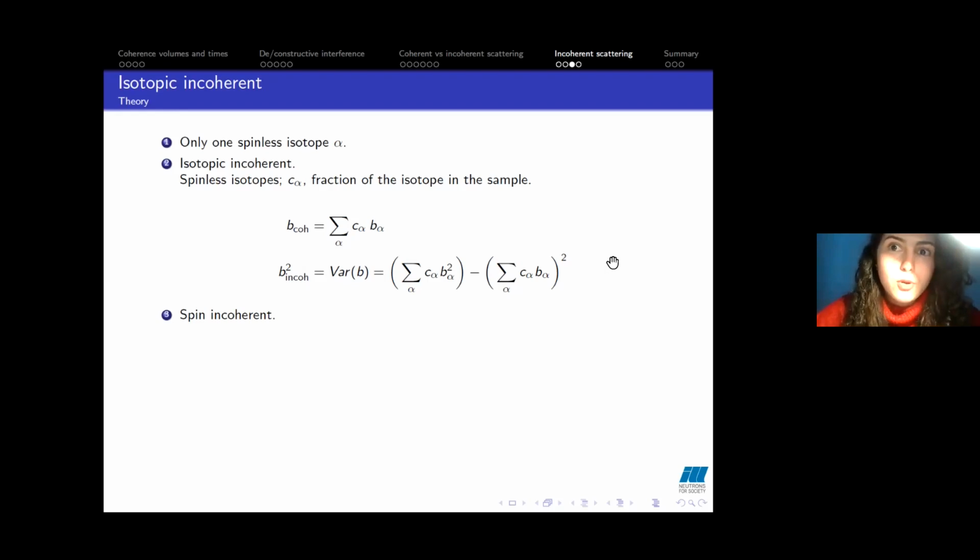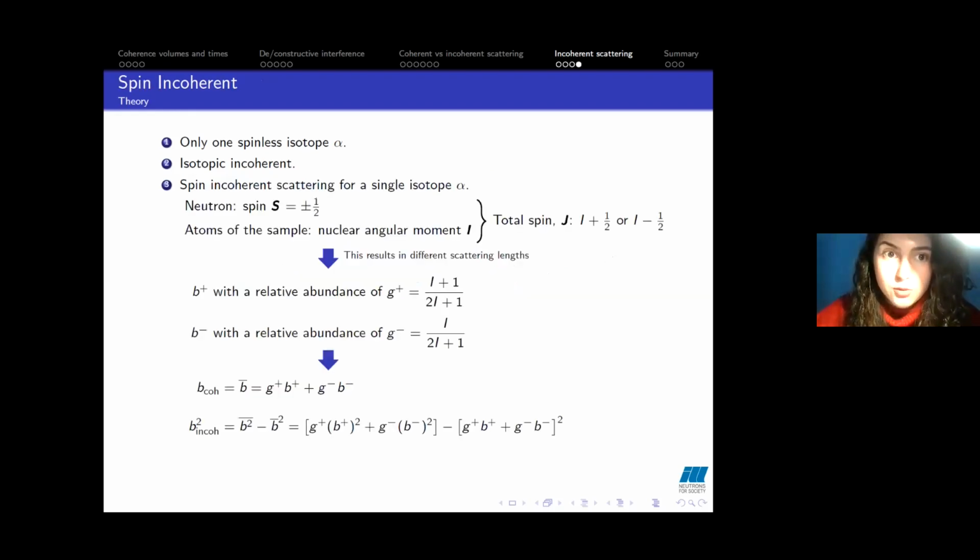Things get a little bit more complicated when, instead of having a distribution of isotopes, you have different spin states, and we're working within the same isotope. So imagine we have a sample with only one isotope alpha and different spin states. In this case, we have to consider that our neutrons, the incident neutrons, have a spin, and the atoms of the sample have an angular momentum I. So both the pair neutron and nuclei would have a total spin J.